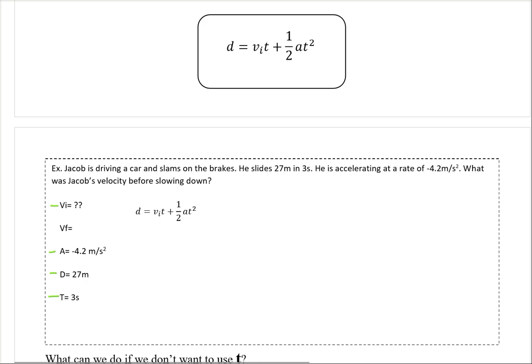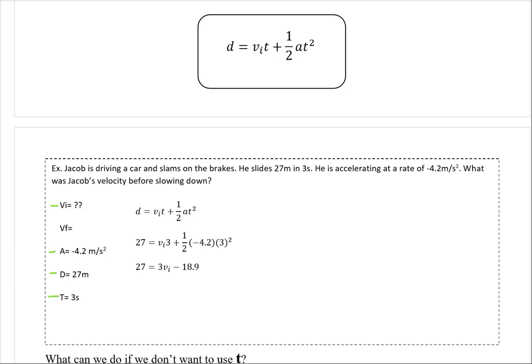Now I can just throw my numbers in. For displacement, d, I put in 27 is equal to Vi times 3 plus 1/2 times, in brackets, negative 4.2, don't miss that minus sign, times 3 squared. Then I punch this into my calculator. 27 is still 27. Vi times 3 is the same thing as 3 Vi. And that half times negative 4.2 times 3 squared is going to be negative 18.9.